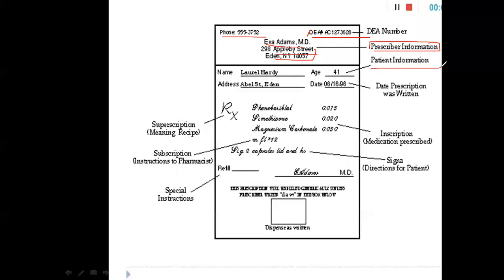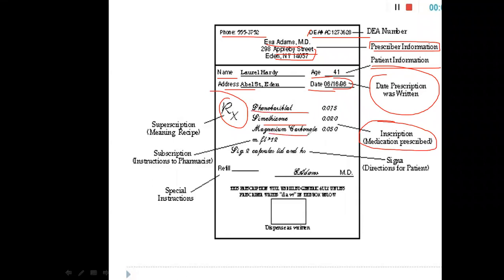Then patient information, name of the patient, age of the patient, address of the patient, and date is also there. Date prescription was written, date of prescription is there. Then this is the superscription, RX symbol is there. Then inscription, main parts of prescription, medication, prescriber, details of medications in that.